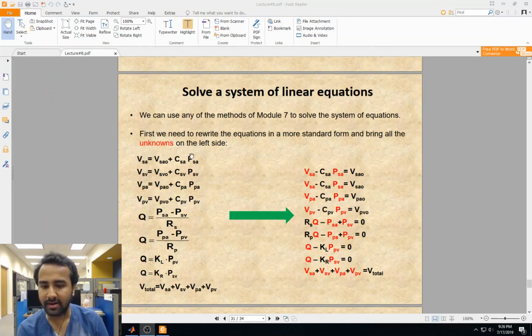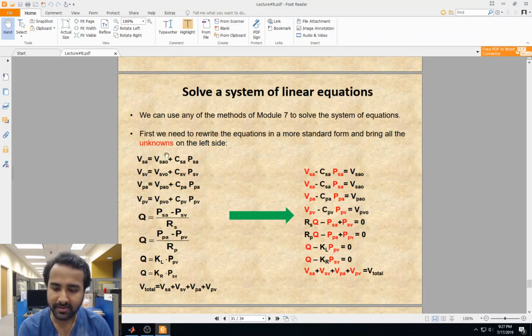Well, remember, you want all of your variables to be on one side and all your constants to be on the other side. So let's take, for example, the first line here. So this first equation for the systemic arteries, you have the volume of systemic arteries is equal to some residual volume plus some compliance constant times the pressure. So volume and pressure are our variables, so we're going to move those to the left side, and we're going to move everything we do know to the right side.